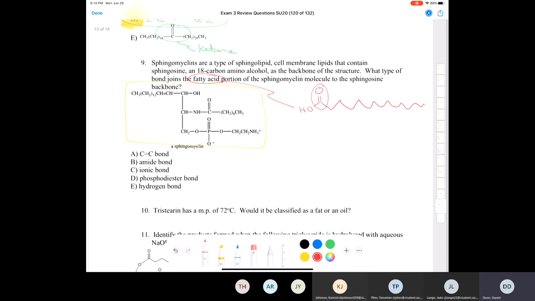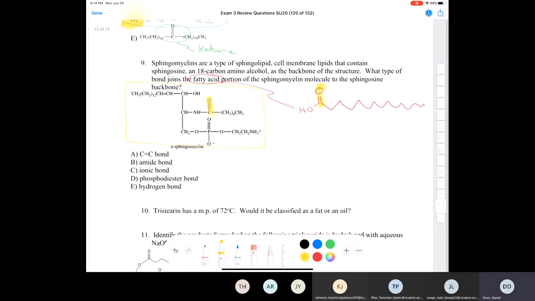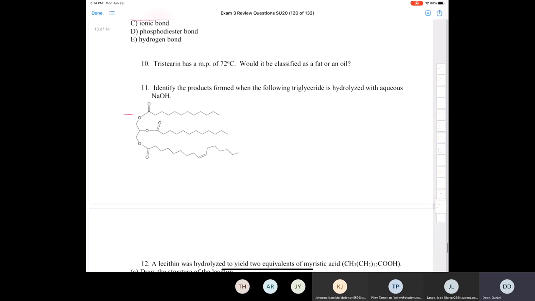The fatty acid is always going to have the carbonyl left over. There's only one place here where we have a carbonyl in our molecule. Right, where's the only place that we have a carbonyl? Right here. Okay, and how is that fatty acid portion joined to the backbone of the sphingosine? It's joined right here through an amide bond. So the answer is through an amide bond.